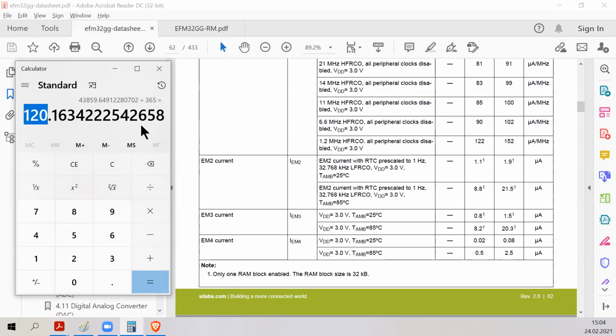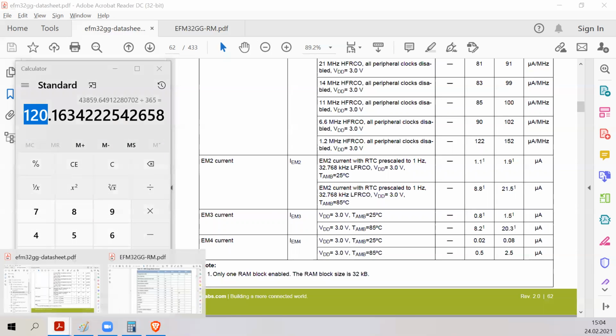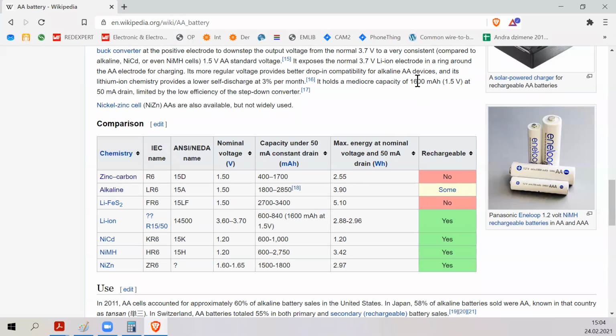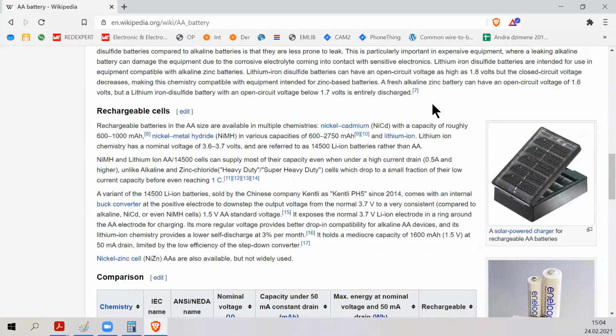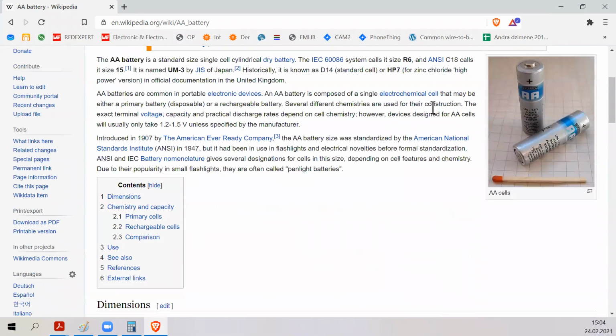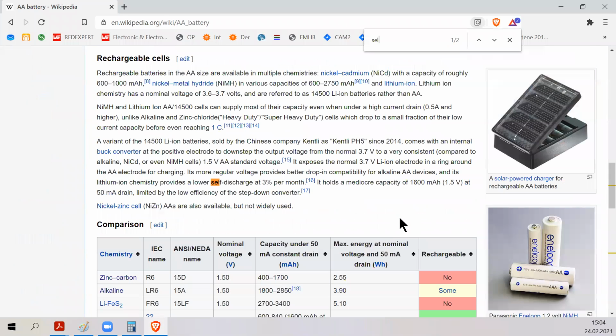But the microcontroller consumes almost nothing. So in the battery information, you can actually check out its self-discharge. So a battery, let's check out self-discharge. Lithium ion chemistry has approximately 3% per month self-discharge in the first month, and then something smaller in the next months.